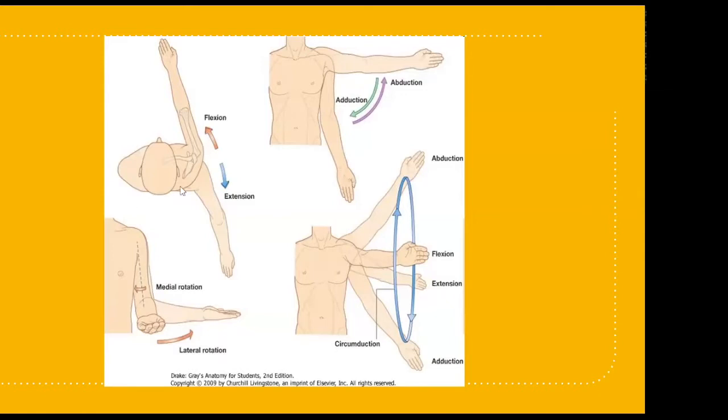Internal rotation or medial rotation of the shoulder is facilitated by the subscapularis muscle. External rotation is facilitated by teres minor and infraspinatus. Both these muscles help in lateral rotation.